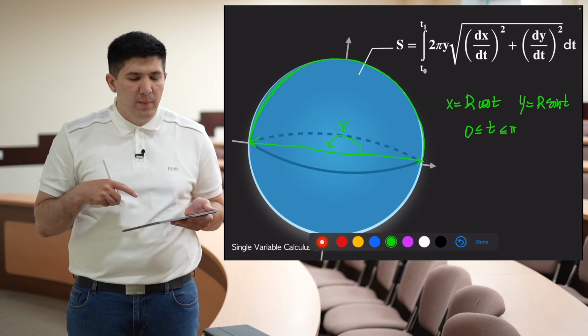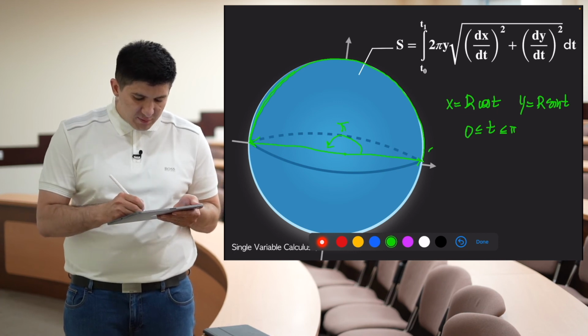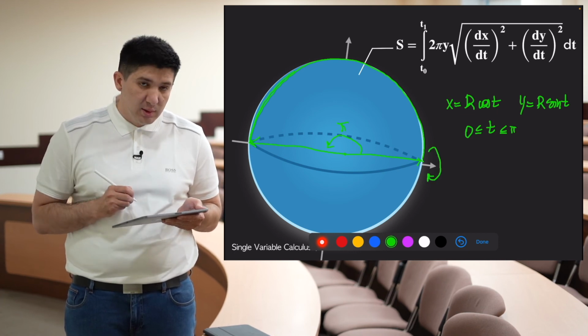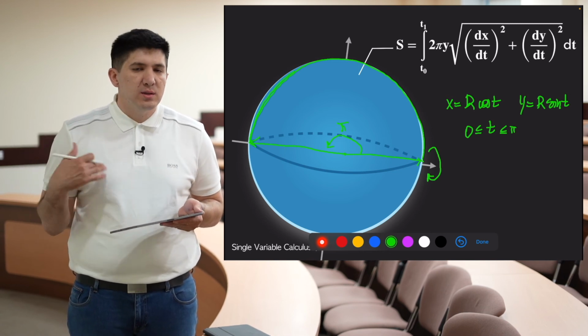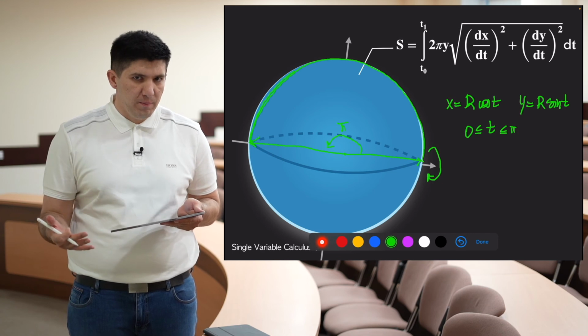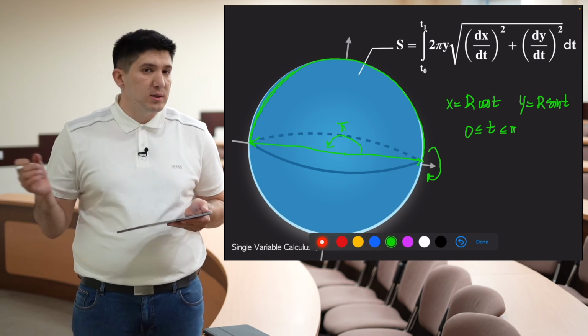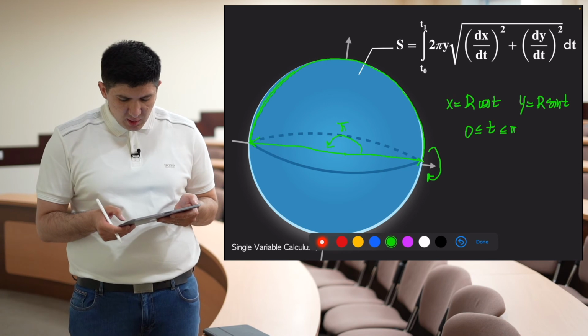Not until 2 pi. Then if you rotate this half a circle around the x-axis, you're going to obtain a sphere. What I want is, I would like to find the surface area of a sphere with the radius r. So let's do this together.